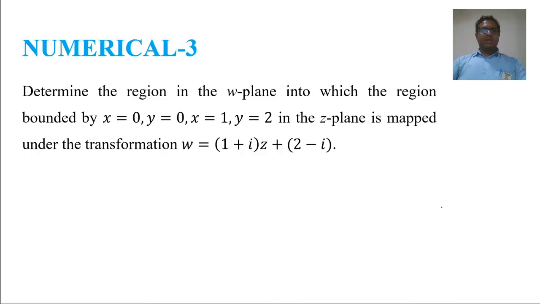Here is the third and last numerical of the lecture. In this numerical, you have to find an image of the region which is bounded by the lines x is equal to 0, y is equal to 0, x is equal to 1 and y is equal to 2 in the z plane under the transformation w is equal to 1 plus I into z plus 2 minus I. So let us start the solution of the third numerical.